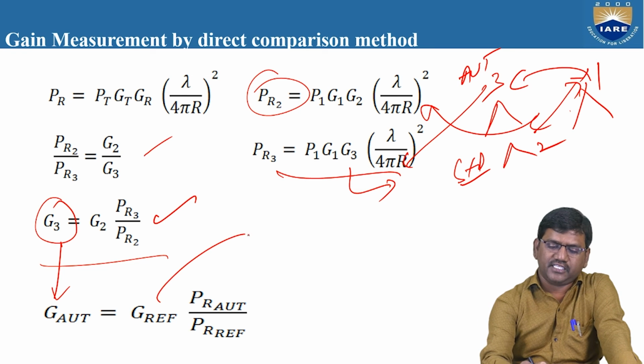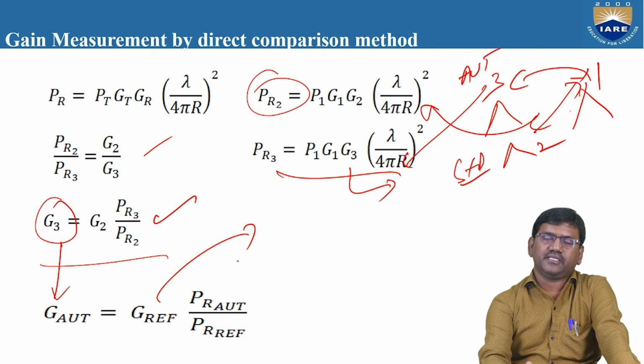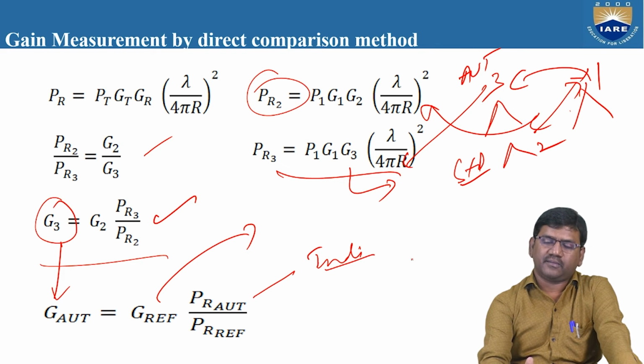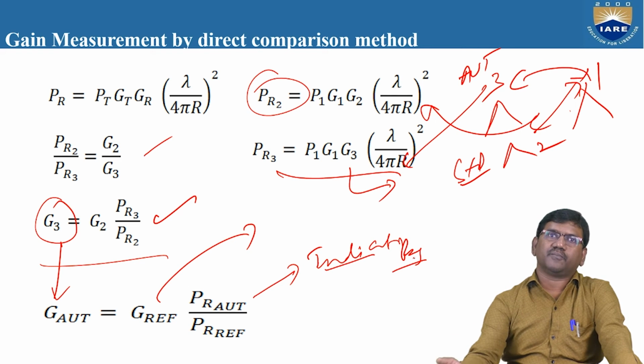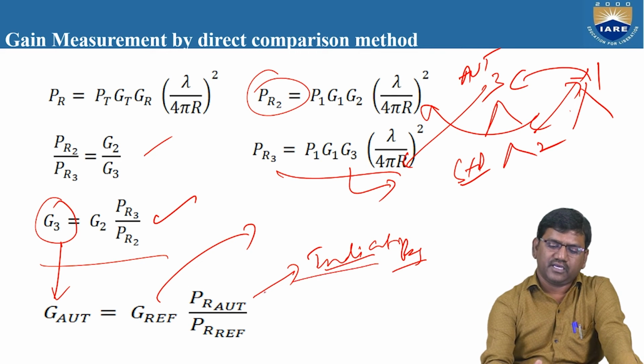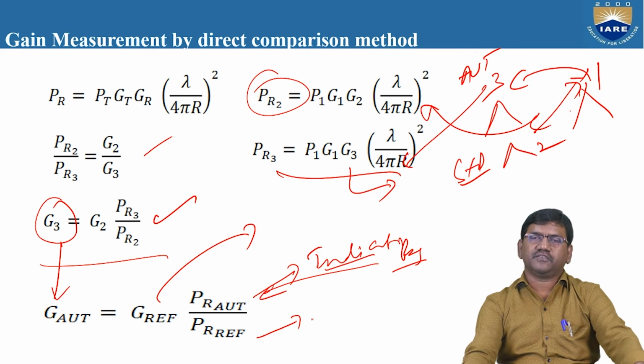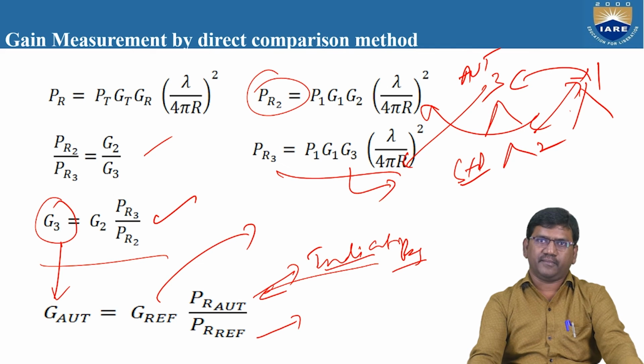Here the reference antenna is nothing but the standard gain antenna, that means whose gain is already known. And the PR of AUT we need to calculate. Whatever the indicator has recorded at the receiving antenna, that amount of power has to be noted and substituted here. And PR of reference, that means the power received for the reference antenna, is an already known parameter.